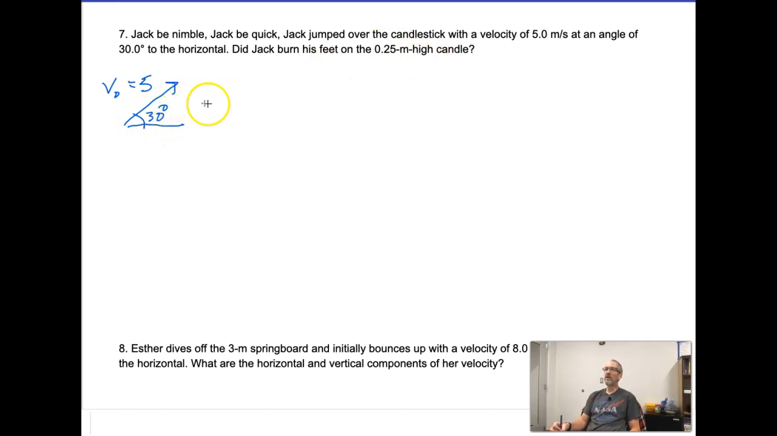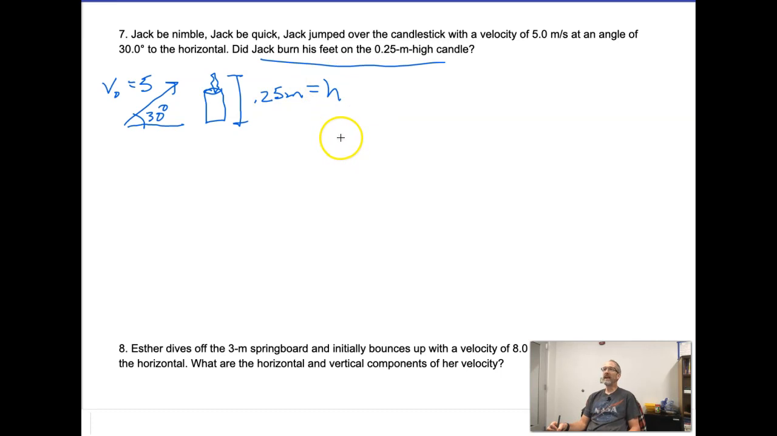They want to know if there is a candle here. So we're going to draw a candle. It's got the little flame here. And that candle is 0.25 meters high. So 0.25 meters up to the top of the flame. Did Jack burn his feet? So this is our height. I'm going to put h because it's really not our delta y.